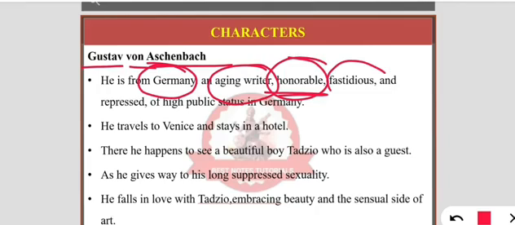He is fastidious, and repressed also. Fastidious means the one who is artificial. Here in the story, we find that he is trying to fake his life. Like he is not somebody and he is trying to be so.